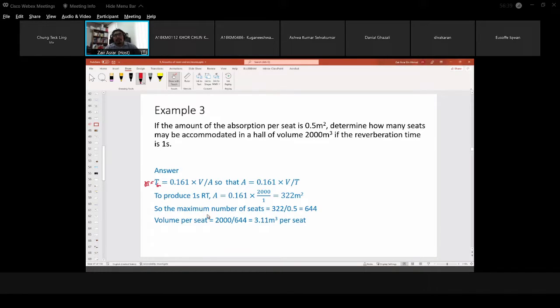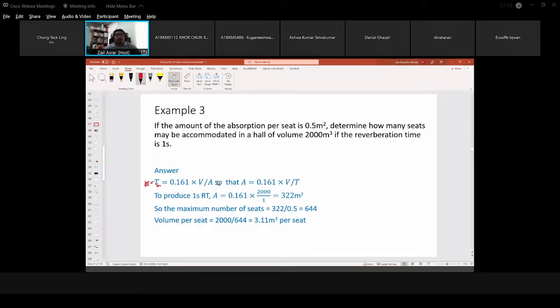If we're told that each seat is giving us 0.5 meter squared absorption, the maximum number of seats will be equals to 322 divided by 0.5, so we have 644 seats. This is the maximum number of seats. If we put more seats, it will absorb more sound, so our reverberation time will be much less. If we put fewer seats, our reverberation time will be much higher than 1 second.